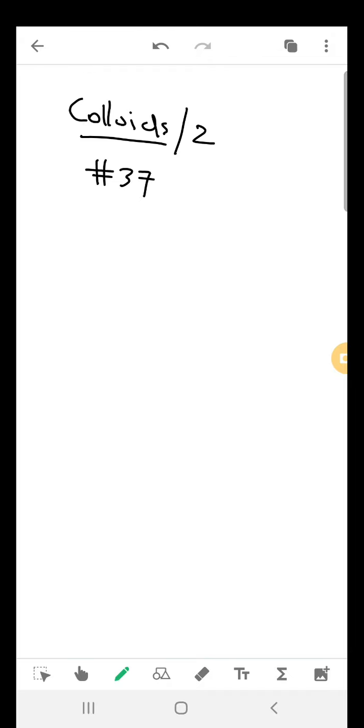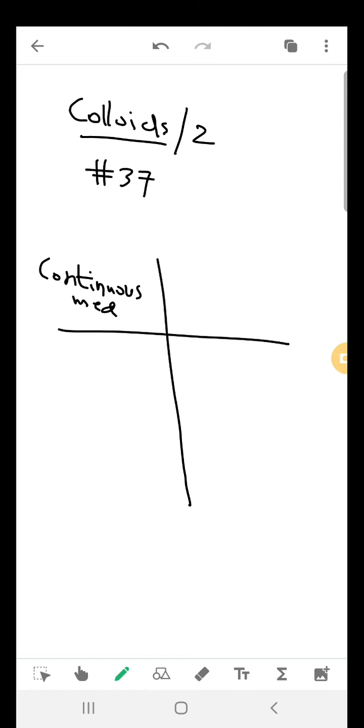So, let's take some examples of colloids in normal daily life. In colloids, as you know, there is a continuous phase, a continuous medium, and this medium can be solid, liquid, or gas, and there is a dispersed phase. It can also be solid, liquid, or gas.